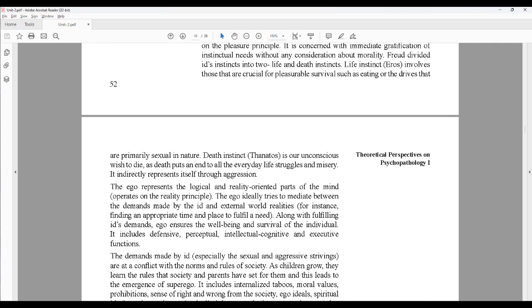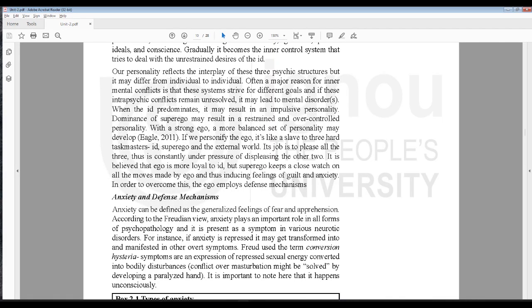The demands made by the ID, especially the sexual and aggressive strivings, are in conflict with the norms and rules of society. As children grow, they learn the rules that society and parents have set for them, and this leads to the emergence of the superego. It includes internalized taboos, moral values, prohibitions, sense of right and wrong from the society, ego ideals, spiritual ideals, and conscience. Gradually it becomes the inner control system that tries to deal with the unrestrained desires of the ID.